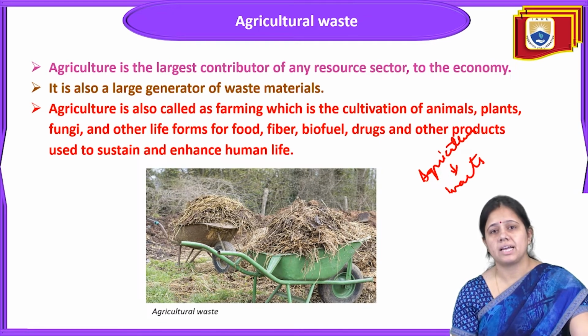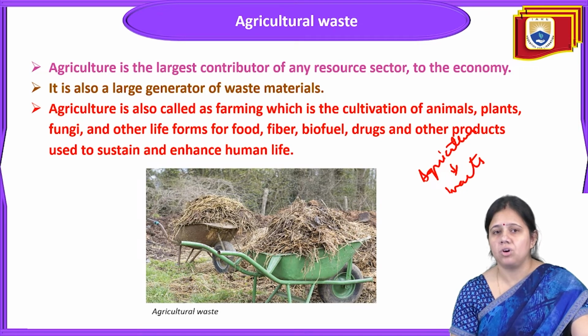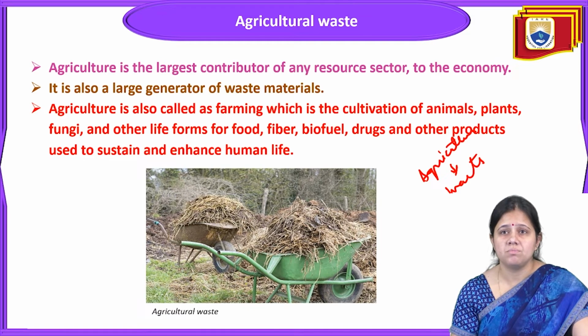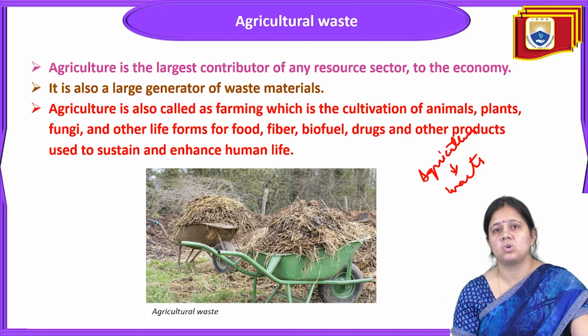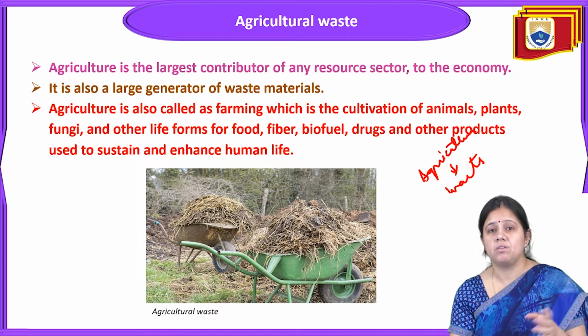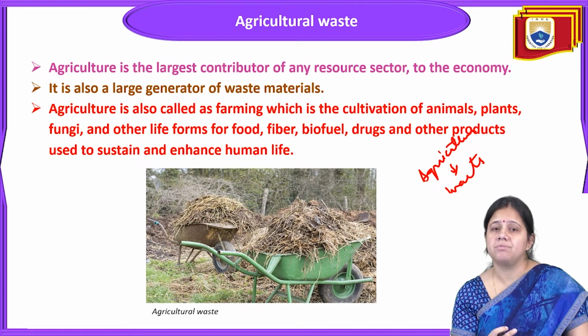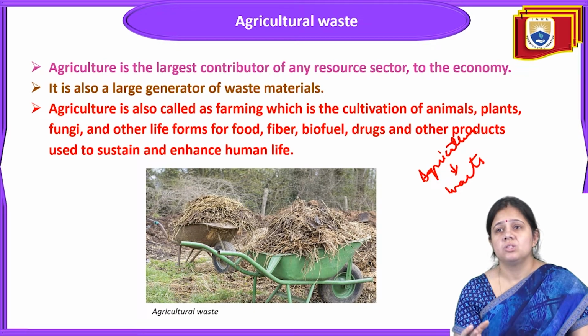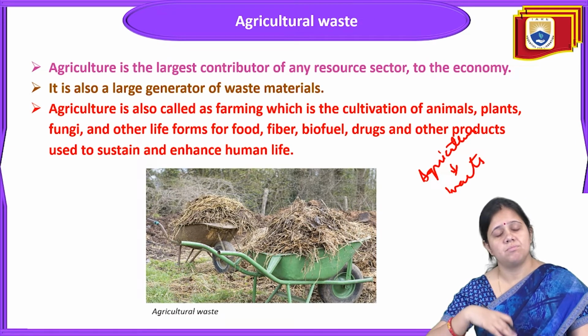India is an agriculture based country, and waste generation in India is very high because of more agriculture activities going on. We are totally dependent on agriculture activity for food and crops, for anything. Farming involves the cultivation of animals, plants, fungi and all other life forms for food, fiber, biofuel production and drugs. All these products are used to sustain and enhance human life, so agriculture is very important for the sustainability of human life. If there is more agriculture, automatically there is more waste.